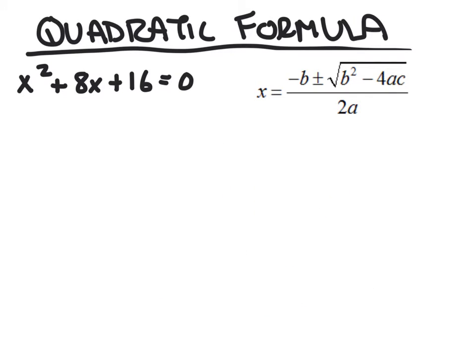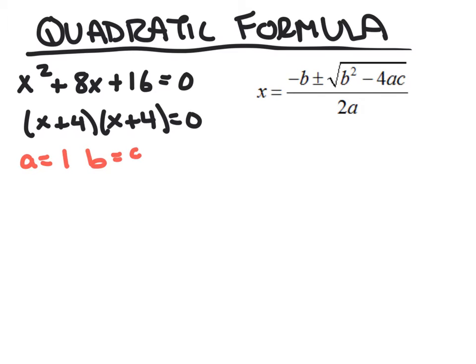Alright, here's another one to try. Again, I would look at factoring first, and I notice that I could factor this. Two numbers that multiply to 16 but add to 8, of course, are x plus 4 and x plus 4. And so our two solutions, or our solution, would be negative 4, right? Because there would be one there. So let's see if we can match that in terms of our work. A equals 1, B equals 8, C equals 16.